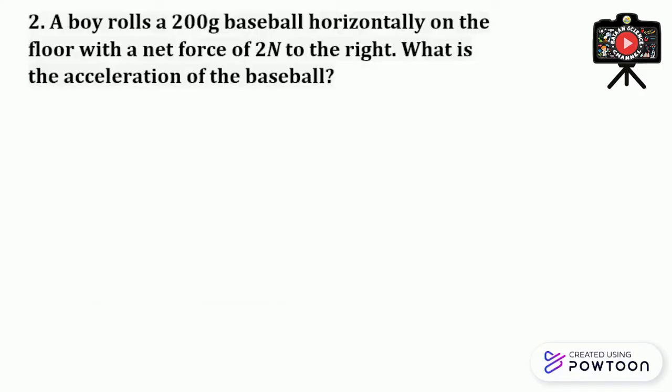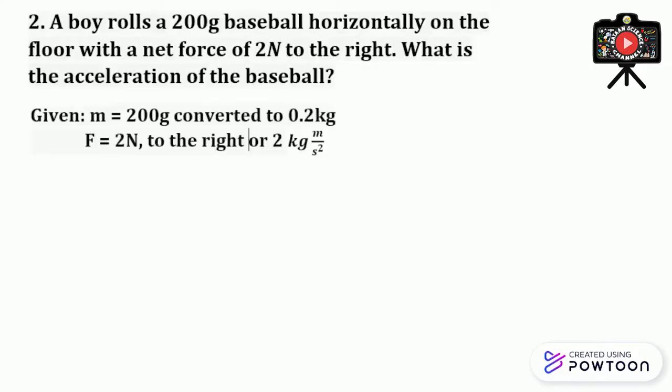For sample problem number 2, a boy rolls a 200 grams baseball horizontally on the floor with a net force of 2 Newton to the right. What is the acceleration of the baseball? Again, in solving a problem, let us first write the given values. So we have the mass of 200 grams and the total net force of 2 Newton to the right, or 2 kilogram meter per second squared.